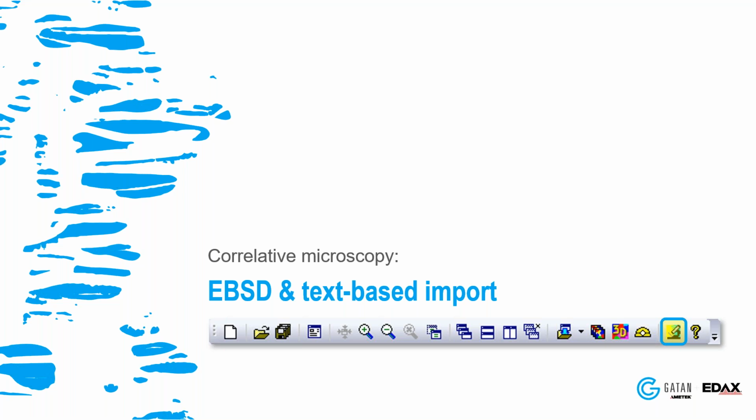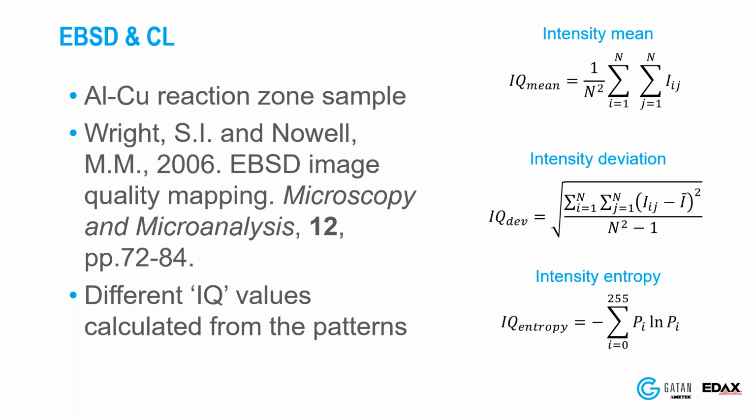So our goal is to do this in different ways. We still have some text-based import techniques, and I'm going to start with those, since that's the way we've done it in the past. This is an example where we use EBSD and cathodoluminescence. We also had some different IQ measurements that we've used in the past, image quality or pattern quality measurements. We use one based on the Hough, but you can imagine some based on the patterns themselves. Here are just some examples of calculating those.